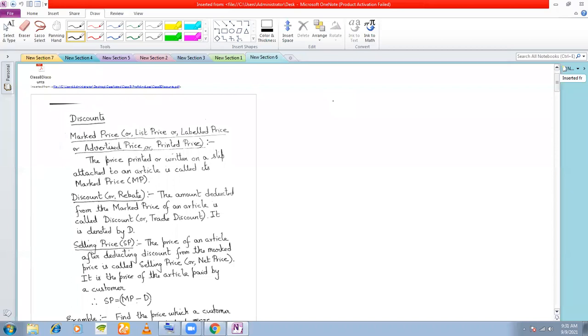So mark price is the price which you find on the label. For example, if you are going to purchase a shirt, you will find a tag there, a piece of paper that is attached to the shirt. In that you will see a price that is written. That is called the mark price. Now, what is discount or rebate?